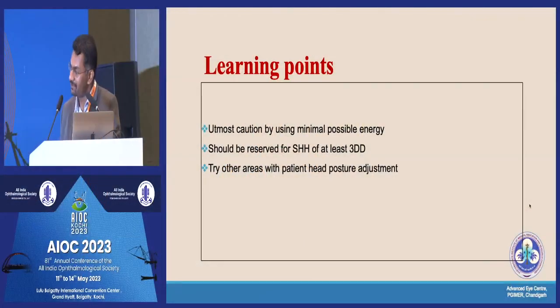So size is the most important factor you're saying. Anything smaller than within the arcades, and not high enough, more than 2 disc diameter, you'd run the risk of that happening.